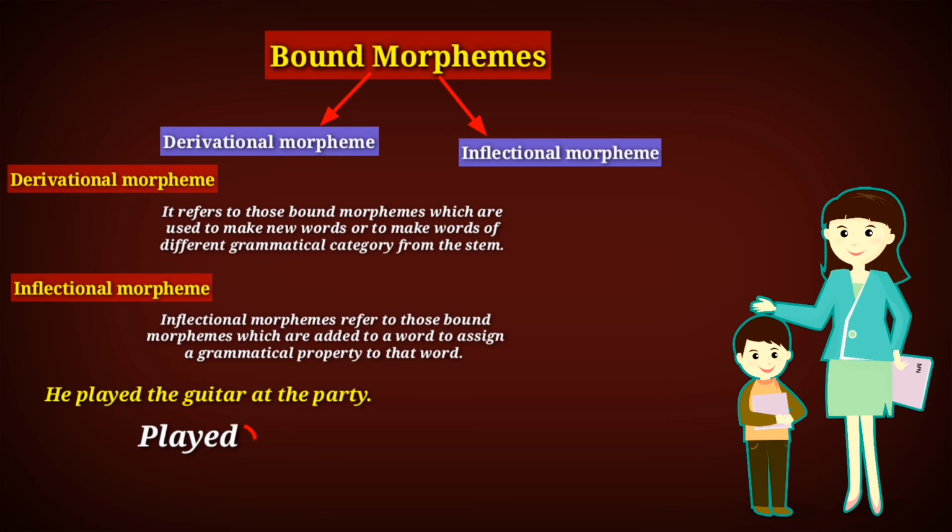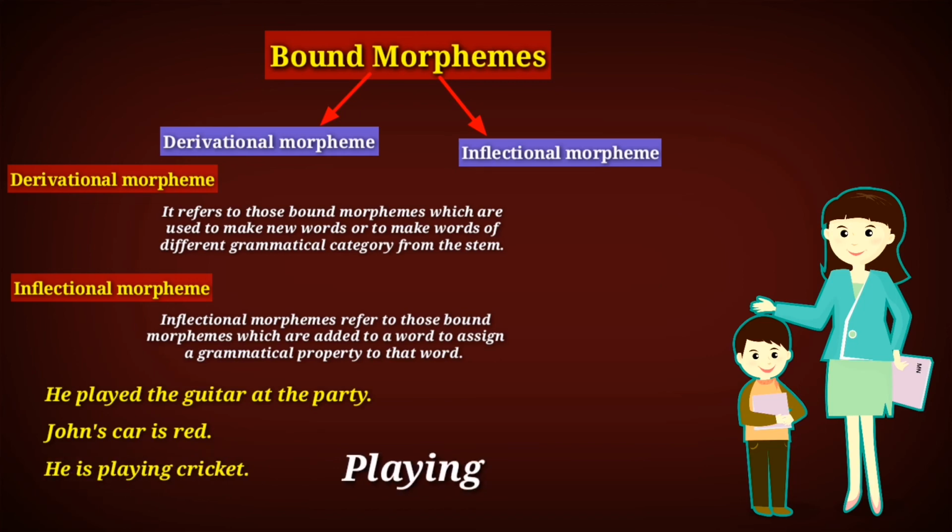And look at another sentence. John's car is red. Here the apostrophe with s is an inflectional morpheme because it does not change the category of the word but shows us possession. And look at the third example. He is playing cricket. Here the word playing has an inflectional morpheme, that is ing, because it shows us continuity.